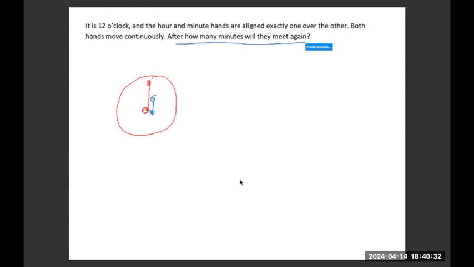After how many minutes will they meet again? So after how many minutes will they meet again is what I have to find. So after 1 hour, this is what their position will be. This is after 1 hour, 1 o'clock. Here they are not overlapping anywhere in between. Between 12 and 1, they won't overlap. After this, they will overlap when the minute hand shifts to between 5 and 6 minutes.